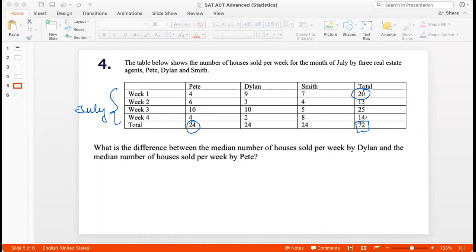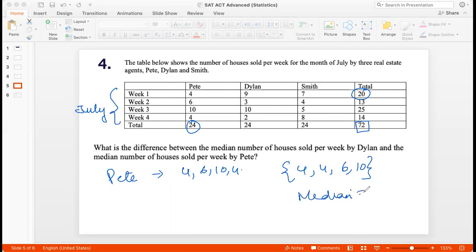What is the difference between the median number of houses sold per week by Dylan and the median number of houses sold per week by Pete? Okay, so Pete sold 4, 6, 10, and 4. These were the 4 values that he sold. So if I put them in ascending order, I get 4, 4, 6, and 10. So the median, there are 4 values. So the median would be the average of 4 and 6, which is 5. So the median for Pete is 5.